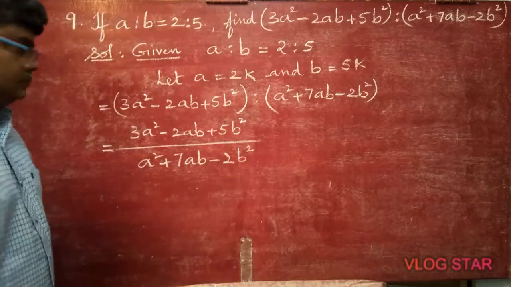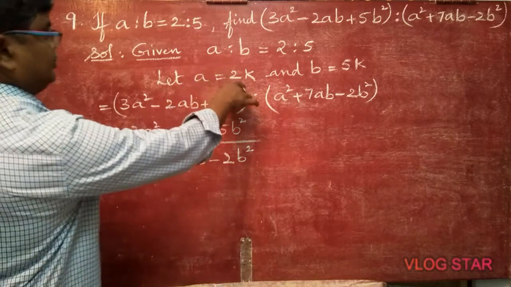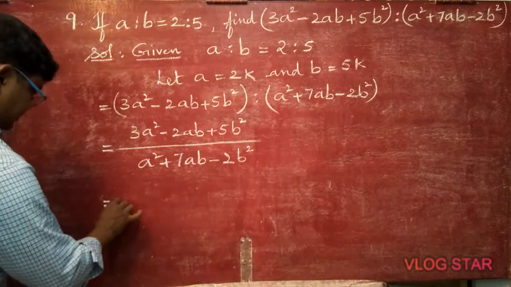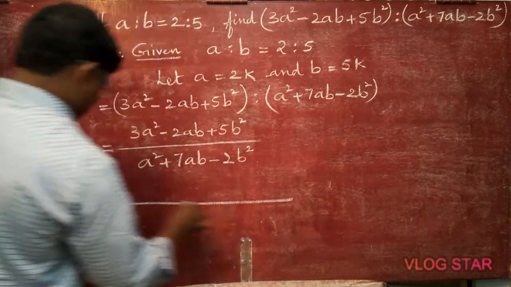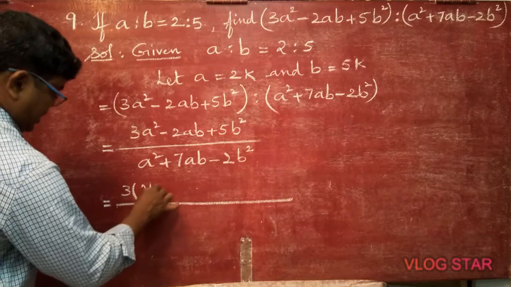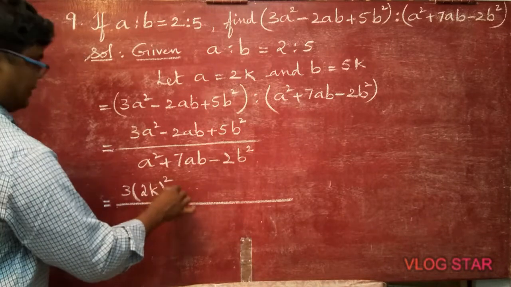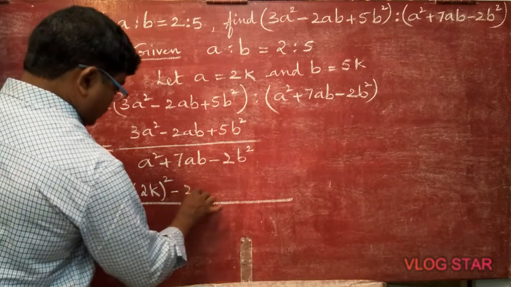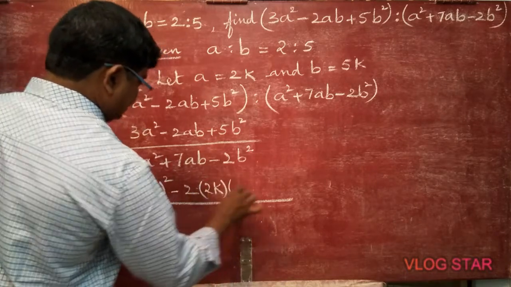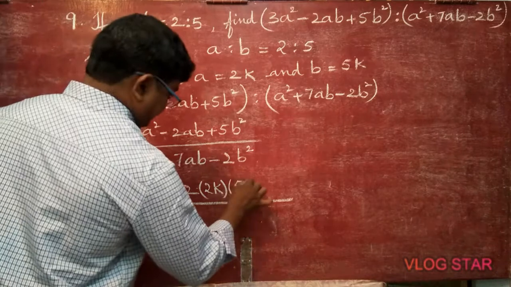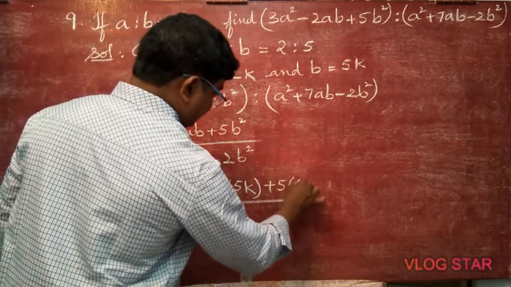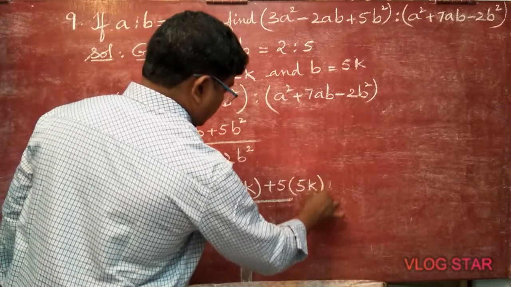Now substitute. In the place of A, 2K. In the place of B, 5K. That is equal to 3 into A square, 2K whole square, minus 2 into 2K into 5K, plus 5 into 5K whole square.